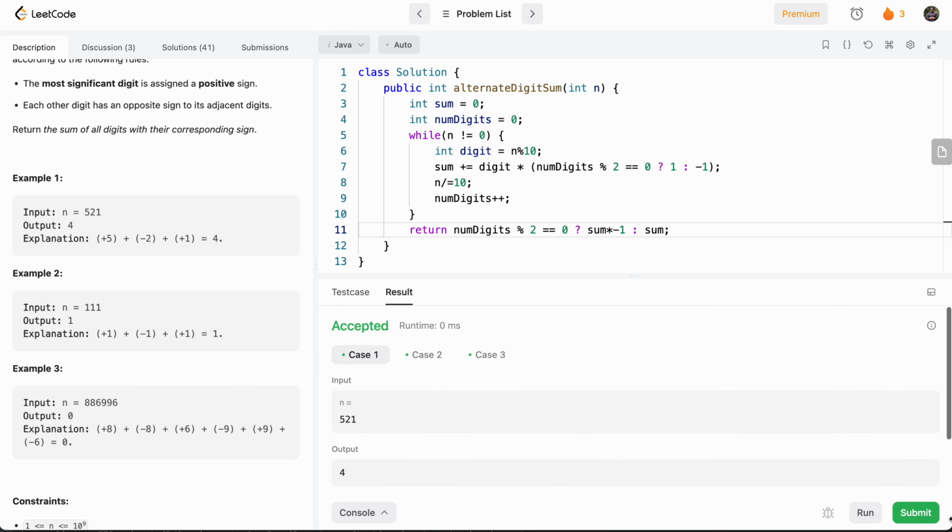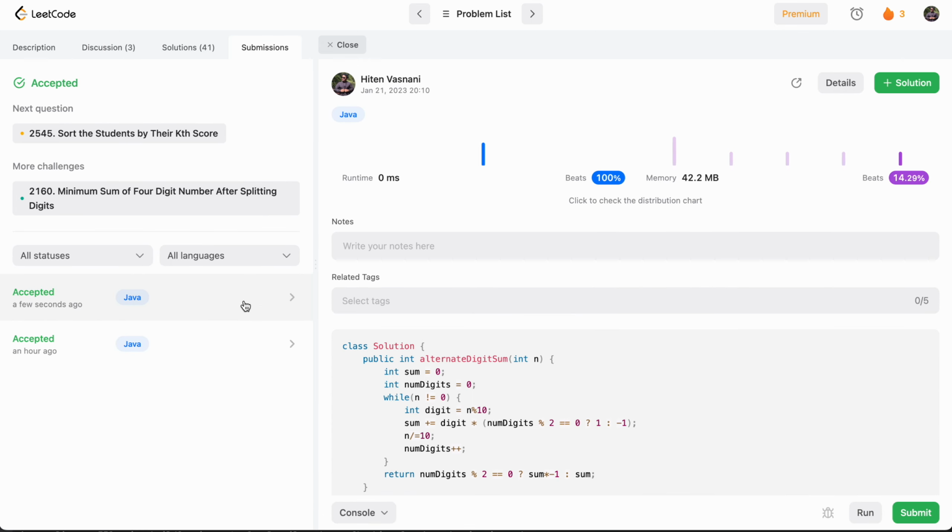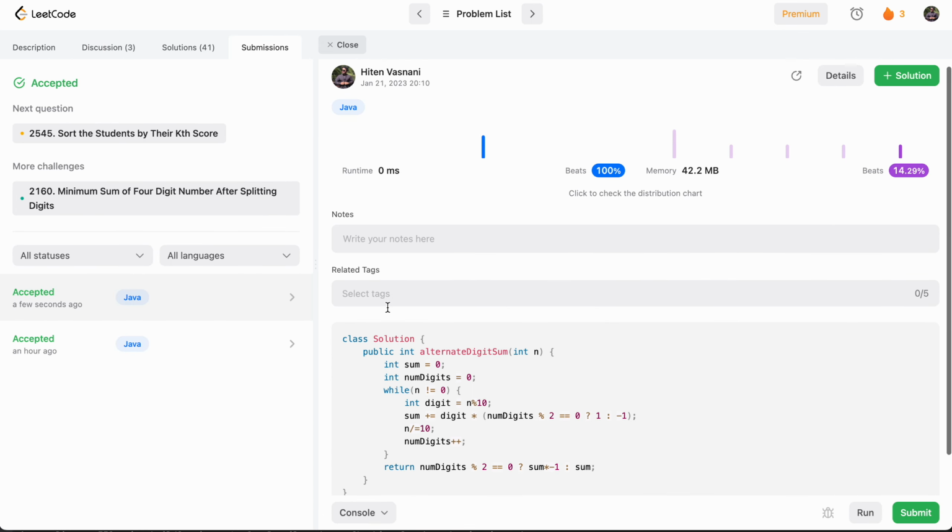All right, accepted. Let's submit. Perfect. 100% solution.